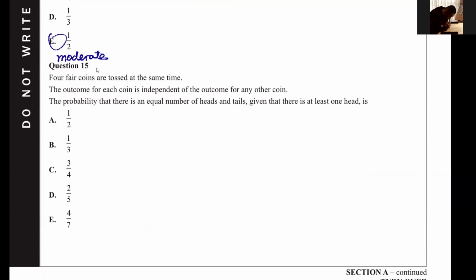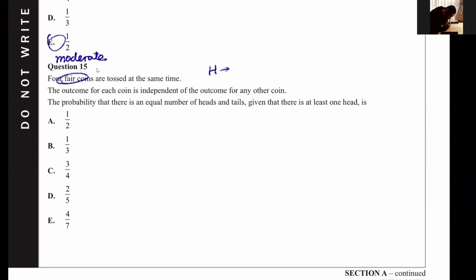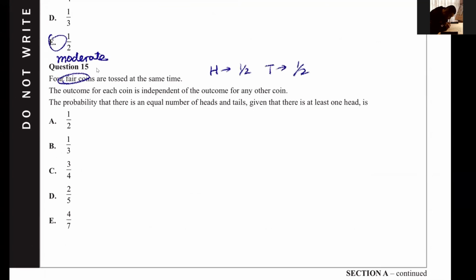Question 15. Four fair coins are tossed at the same time. The outcome for each coin is independent of the outcome for any other coin. Fair coin: head, half; tail, half. We want the probability of an equal number of heads and tails, given that there is at least one head.